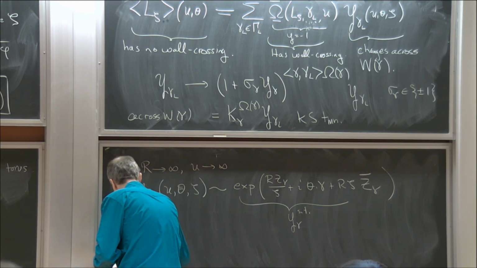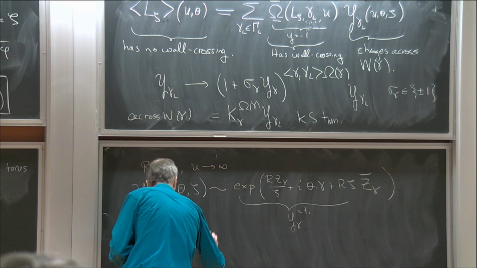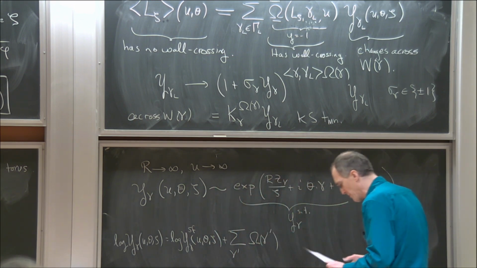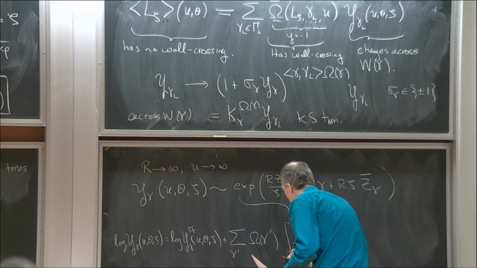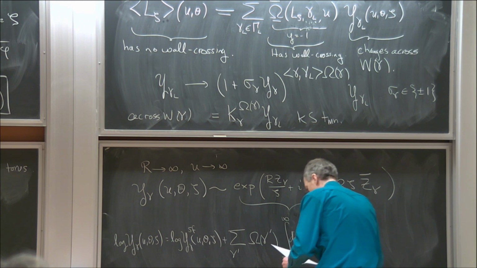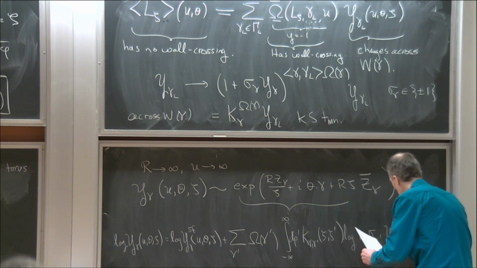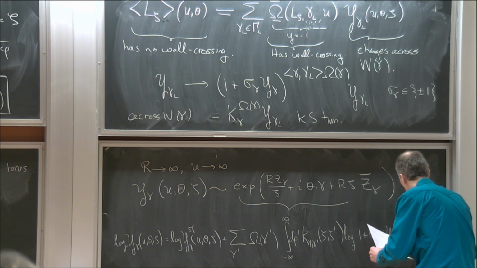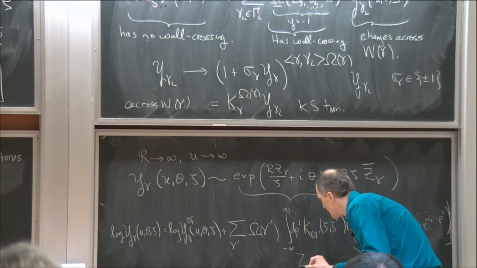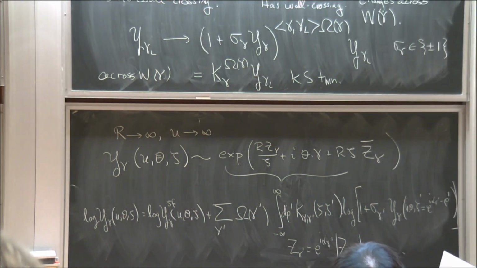Log y gamma of u, theta, and zeta is equal to log of y gamma semi-flat of u, theta, and zeta plus the sum over all gamma prime of the ordinary BPS degeneracies, that's really important, times the integral from minus infinity to infinity d rho prime, some explicitly known kernel, times log of 1 plus sigma gamma prime y gamma prime of u, theta, and zeta prime equals e to the I alpha gamma prime minus rho prime, where z gamma prime has phase e to the I alpha gamma prime. All right. So there's an integral equation for you.